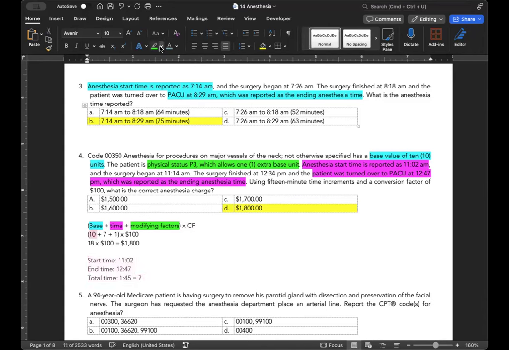So this should be the blue that's going to correlate there. Seven is going to be the purple. And then the one is our modifying factor. And then the conversion factor, let me pull a different color down here. Our conversion factor is going to be this 100 that's going to pull in this 100 here.